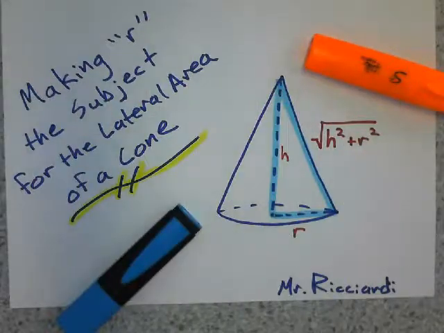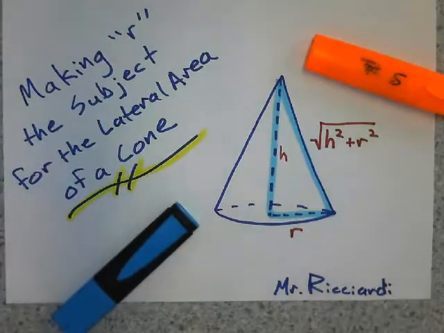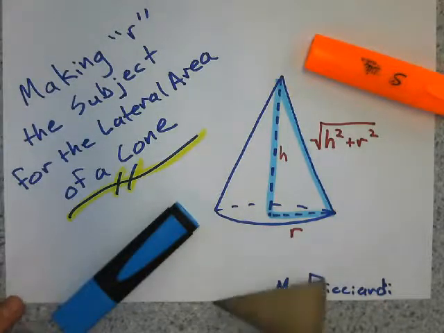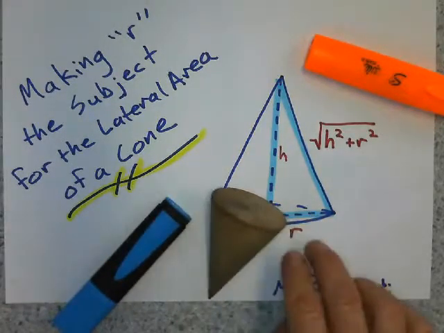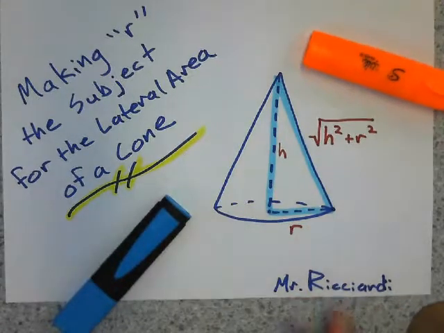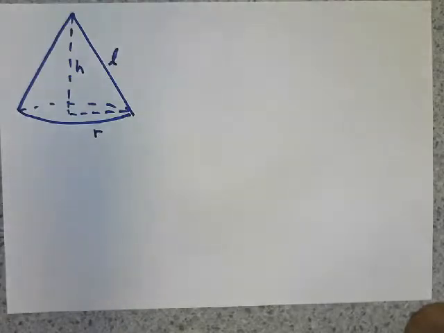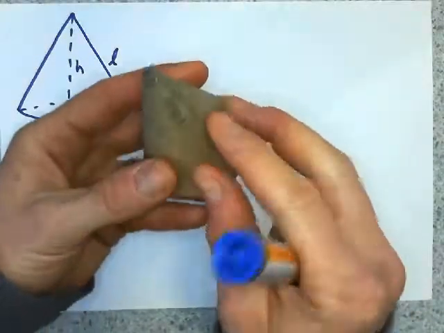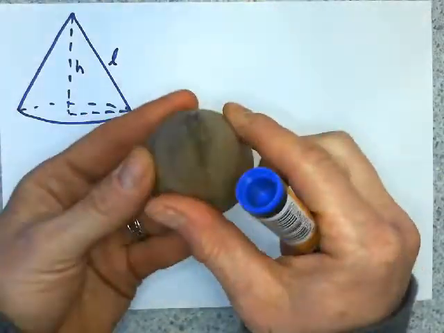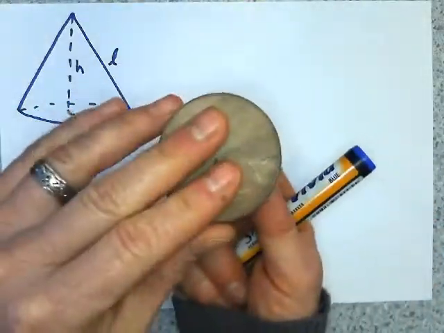Okay, hello there. This video is going to be an interesting one about making the radius the subject for the lateral area of a cone. I'm just going to begin by talking about the lateral area of a cone real quick. The lateral area of a cone is the curved area of the cone. Well, the circle's curved, but it's all the area of a cone except for the circle bit.